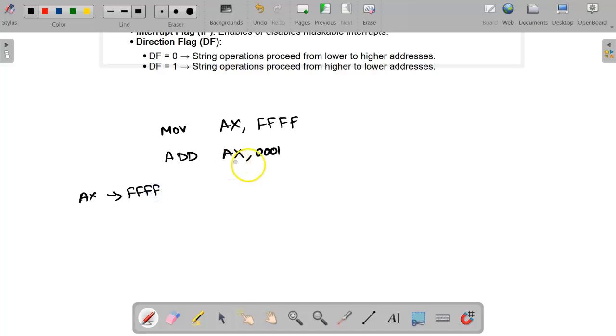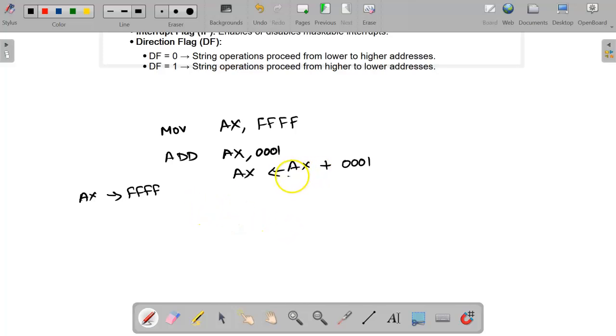And then after that what are you doing? Adding. So what will this instruction do? It will add AX plus 0001 and then the result will be stored in your AX. Okay. So I am going to check the status of your flags after this addition operation. First let us see the addition.